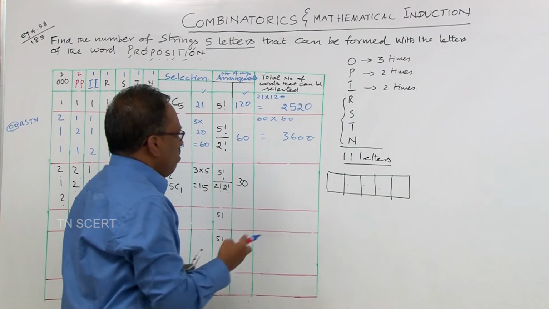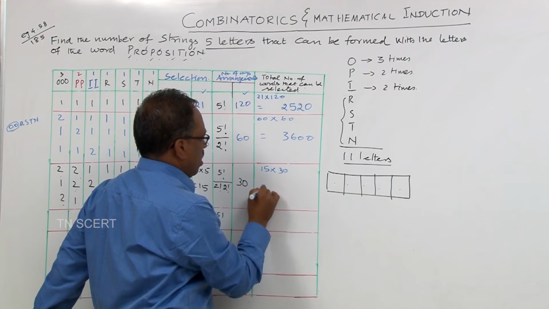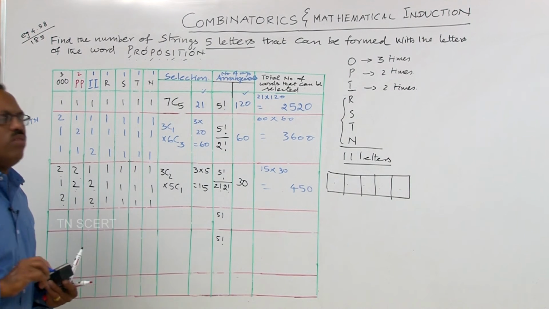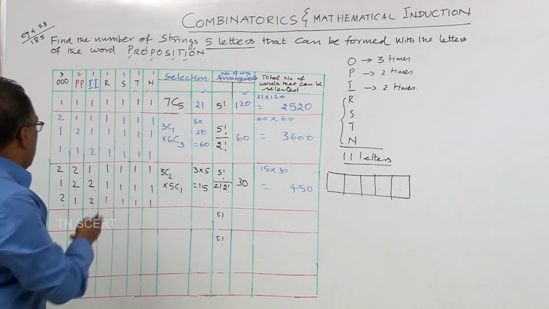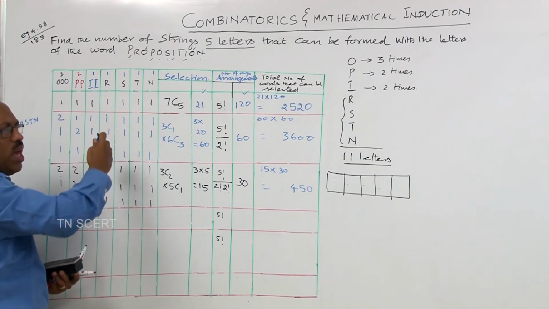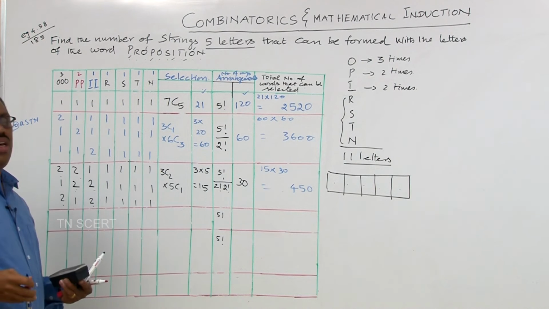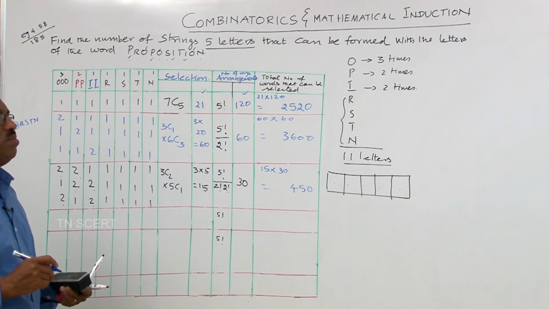Totally how much is it? 450. 15 into 30 is 450. So these many ways the words can be formed here. Okay, now is it over or not? Let us discuss this case. So here the first case is 1, 1, 1. Second case, each one 2's like. Next, 2's will be selected out of 3. And here one case. What is that case here?